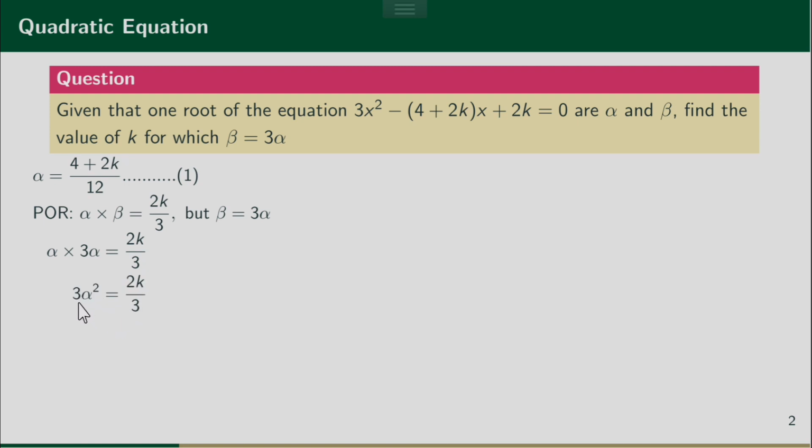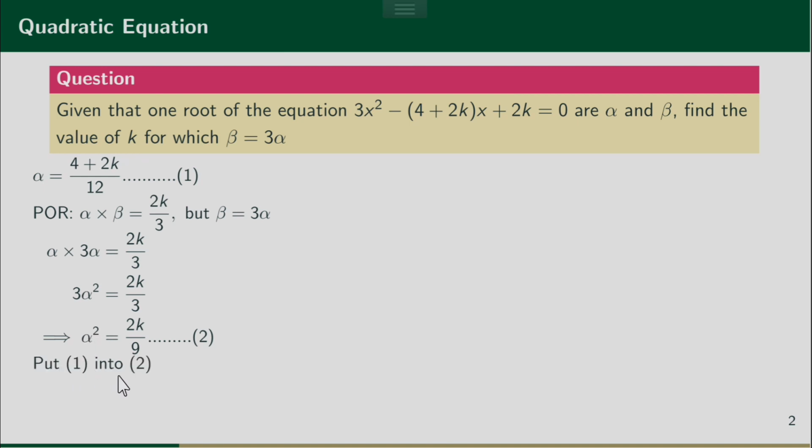Now, I can again make alpha squared the subject by dividing both sides by 3 or multiplying each term by 1/3. So that gives me alpha squared is equal to 2k divided by 9. This is equation 1 over here, and down here we have equation 2. What I'm left to do is just to eliminate alpha from any of these equations so that I can find k. And it's easier to just substitute equation 1 into equation 2 because alpha is 4 plus 2k divided by 12. I can just substitute equation 1 inside of equation 2 in order to eliminate alpha.